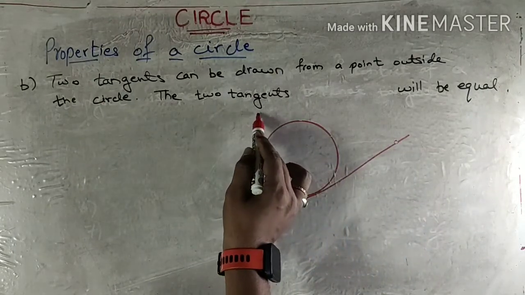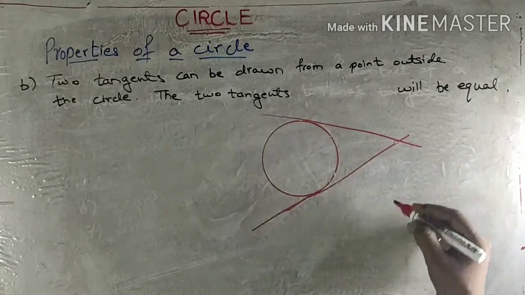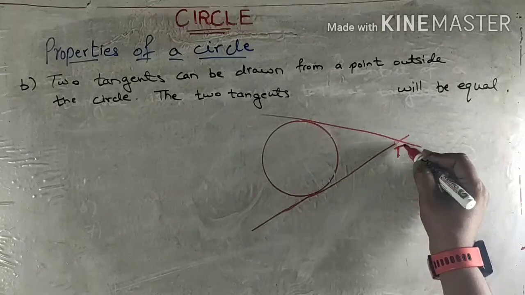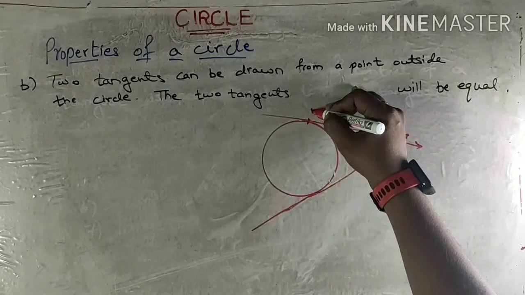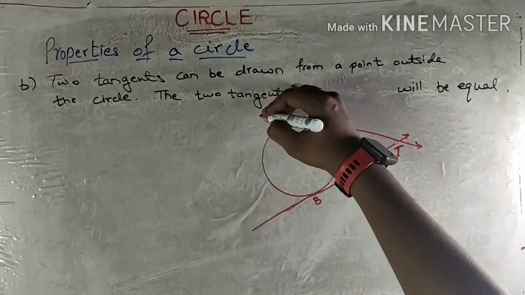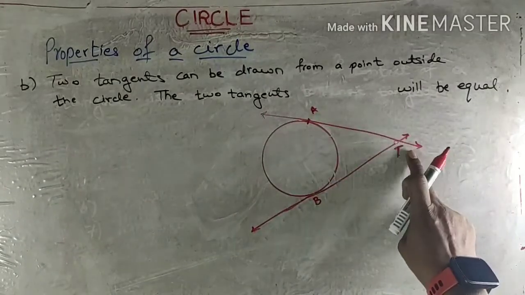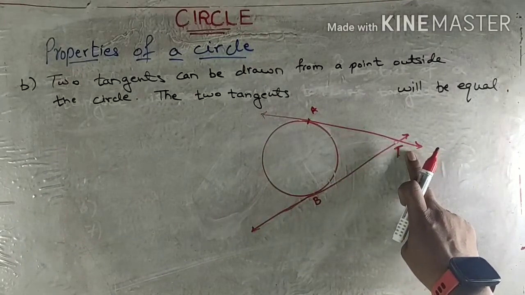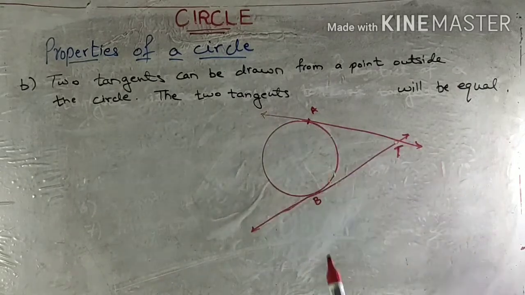So that's the first statement. If this point is supposed to be T and if this point of contact is supposed to be A and this is supposed to be B, then two tangents can be drawn from a point outside the circle. That is, from here outside the circle I can draw only two tangents to the given circle from this point.